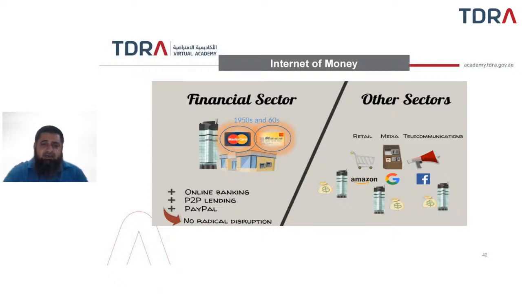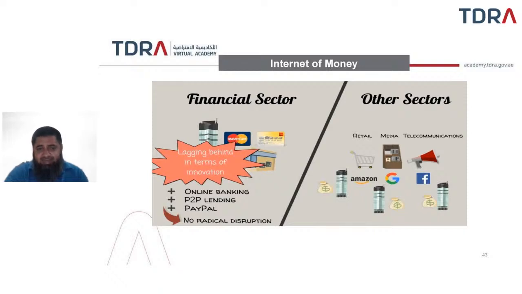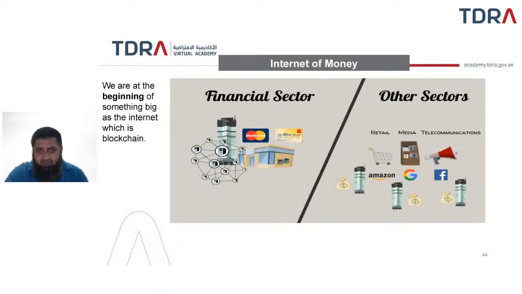These credit cards and ATM cards, Master and Visa cards, they all are the inventions of the 1950s and 1960s. So there was no radical disruption in the financial sector. It was lagging behind in terms of innovation, there was no innovation or very rare innovation that changed the financial sector much. So we are at the beginning of something as big as the internet, which is blockchain.